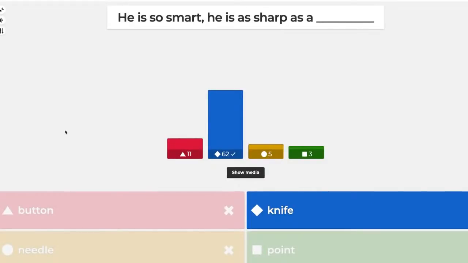The answer is knife, right? As sharp as a knife. As sharp as a knife. Meaning, of course, smart or clever. A few of you went for button, but be careful, right? It's as bright as a button.